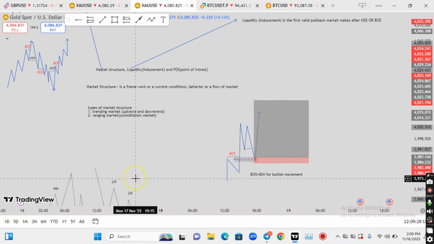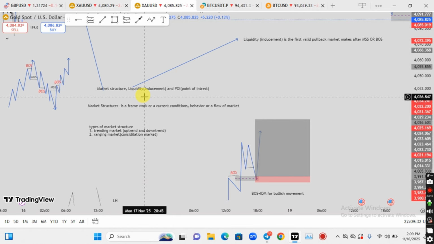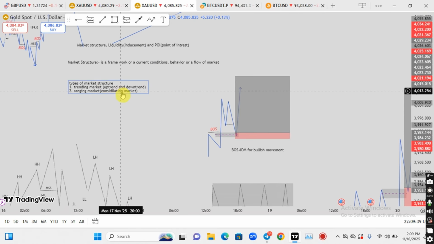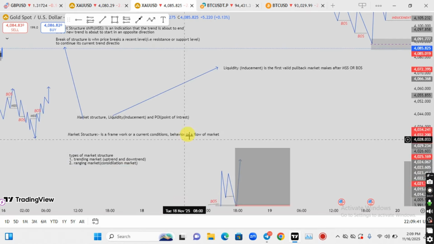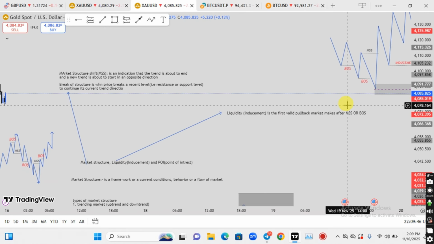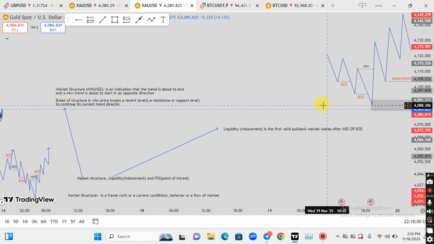Understand? So I've also explained in the second part what I look out for on my strategy. The second part of my strategy that I look out for before I take entry is the liquidity, also known as the inducement, right? It's the first valid pullback market makes after market structure shift or break of structure. I didn't say before, I said after. I did not say before. It's the first valid pullback.